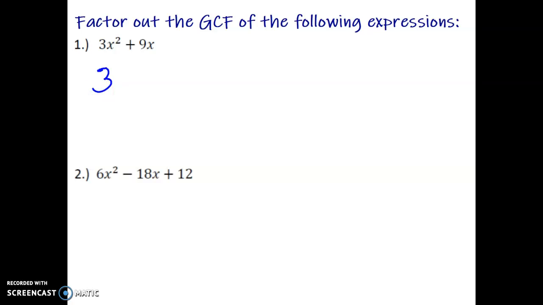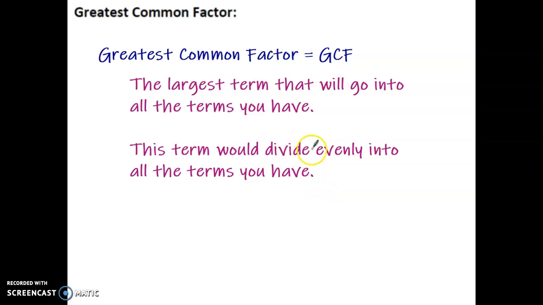And now I need to consider my variables. So I have x to the second, and here I have x to the first. So the greatest common factor is going to be the one with the smallest exponent. So the smallest exponent between 2 and 1 is 1. So I'm going to factor out just plain x, or you can write x to the first if you want to. When you factor, what you're really doing is dividing. Remember we said that in our definition, it will divide evenly.